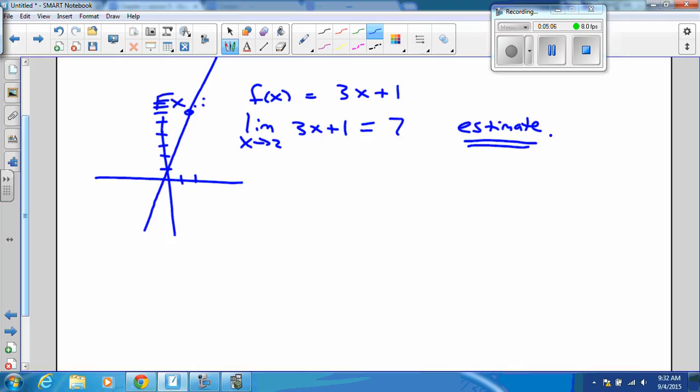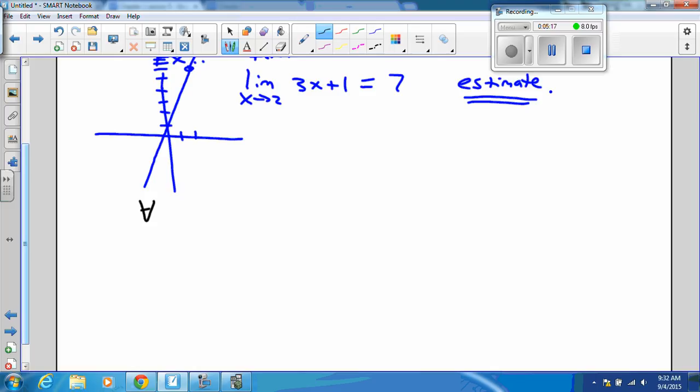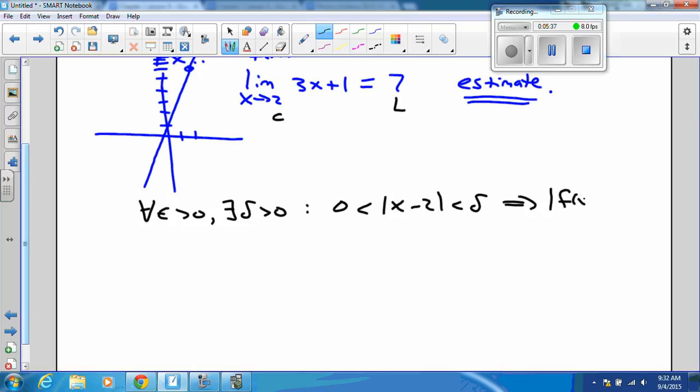Now what I wish to do is to prove that this limit, this value of 7, is in fact the exact limit of the function as x goes to 2. And here's how this is going to work. Let me rewrite the formal definition. For all epsilon greater than 0, there is a delta greater than 0. And in our context, the c that we're talking about is 2, and the limit that we're talking about is 7. So we would say that when x is in the delta neighborhood of 2, then f of x is in the epsilon neighborhood of 7.